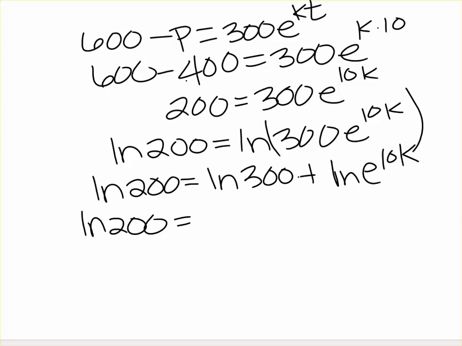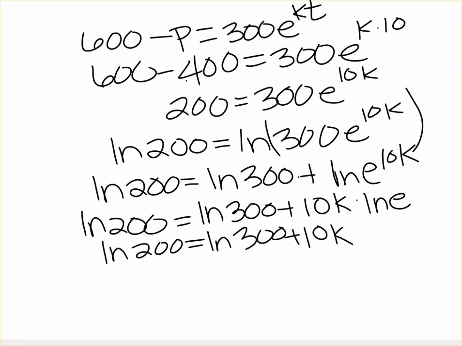So this gives us the natural log of 200 is equal to the natural log of 300 plus, here's where I'm using that power rule, the 10k is going to go in the front, 10k times the natural log of e. Natural log and e are inverses. Remember, natural log is a log with base e. So the natural log of e is 1. So the natural log of 200 is equal to the natural log of 300 plus 10k.